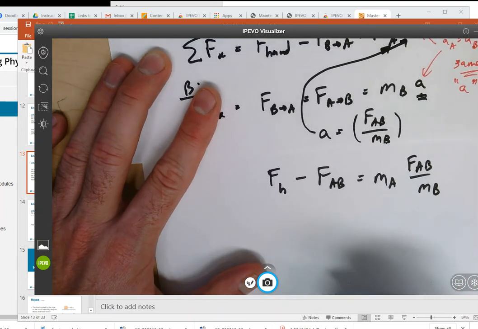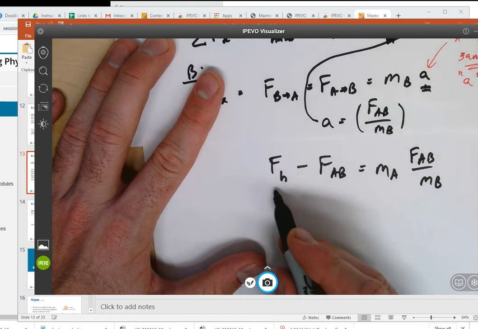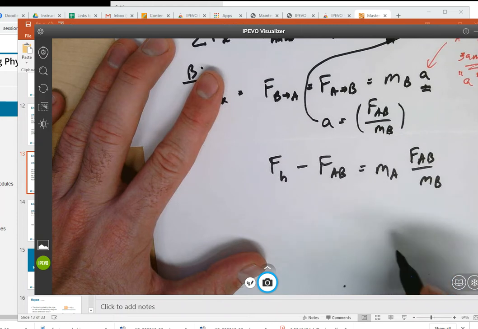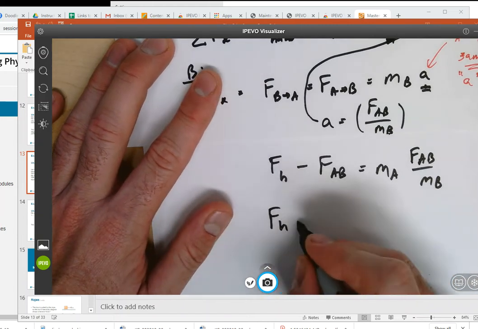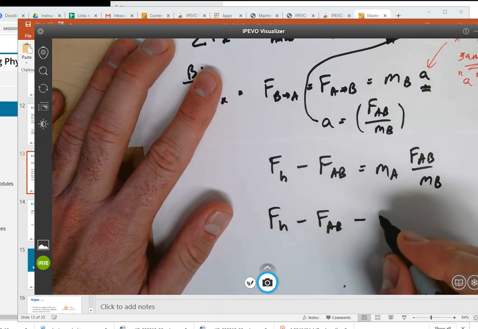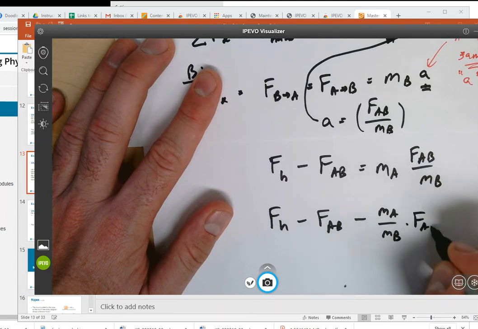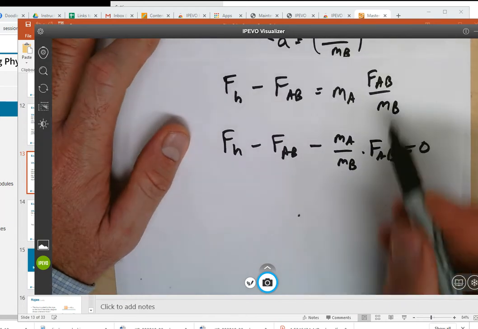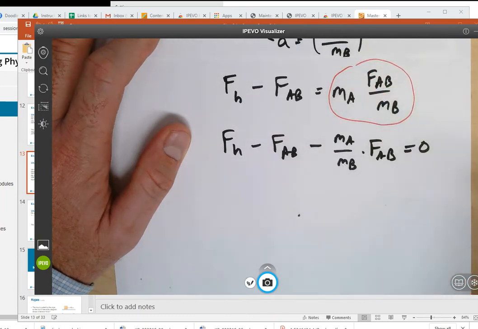So cool, we have now an equation that has all the things that we know, like the force of the hand and the masses of the two blocks, but what we don't know is the force of AB. So here's how I can solve an equation like this. FH minus FAB minus MA over MB times FAB is equal to 0. So I just brought this term over here to the left-hand side.